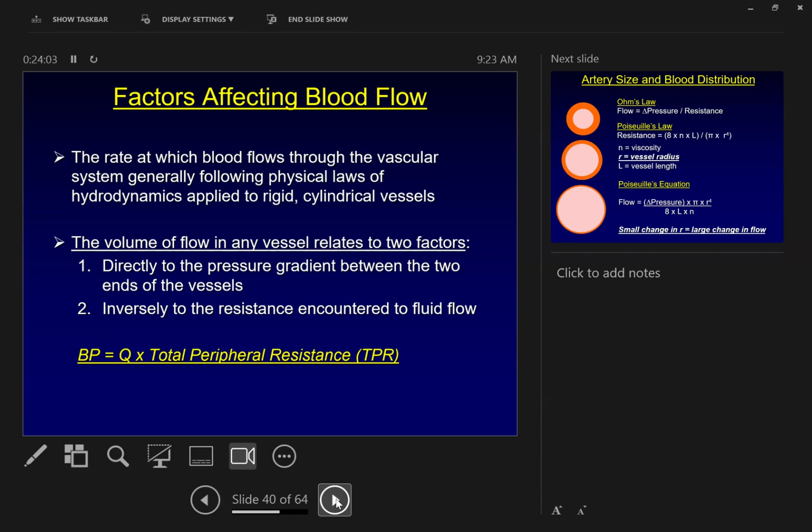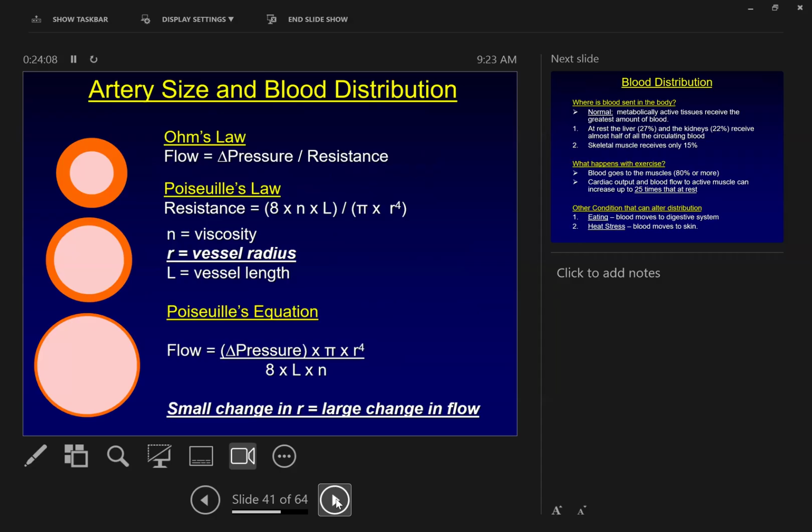Okay? So let me show you an illustration of some of the laws about why this works in the way that it does, and then we'll put it into practice. Okay? Sorry, this is physics. I apologize. It's just one of those things that we have to do.